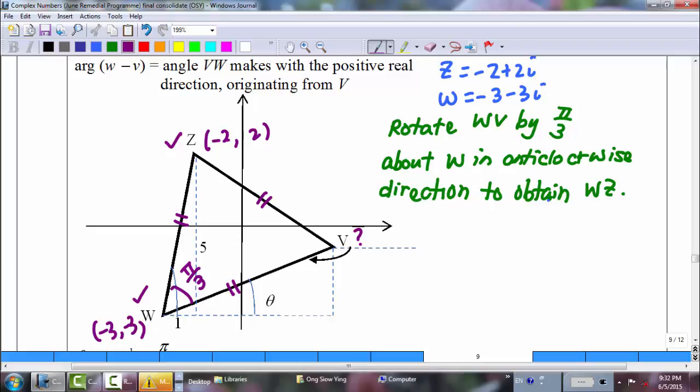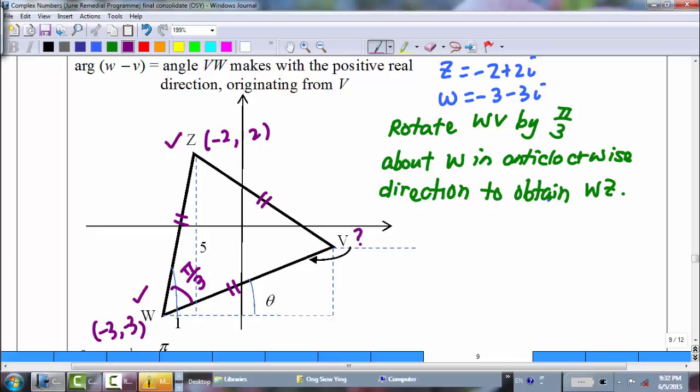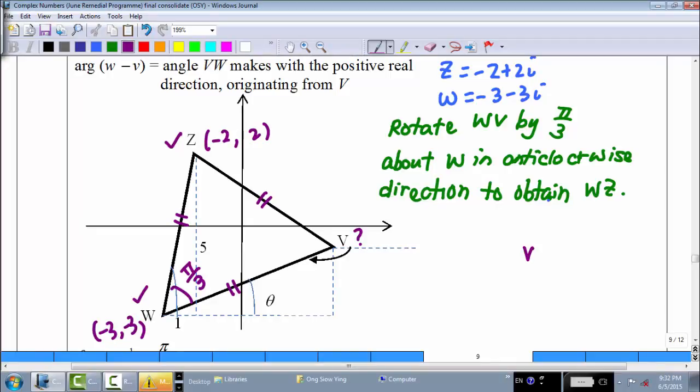So you need to establish a relation. The complex number representing WV is just V minus W. The complex number representing WZ is just Z minus W. So what you need to do is rotate WV anti-clockwise by pi by 3 radians. You just multiply by e^(i theta), where theta in this case is pi by 3, and you will be able to get Z minus W.